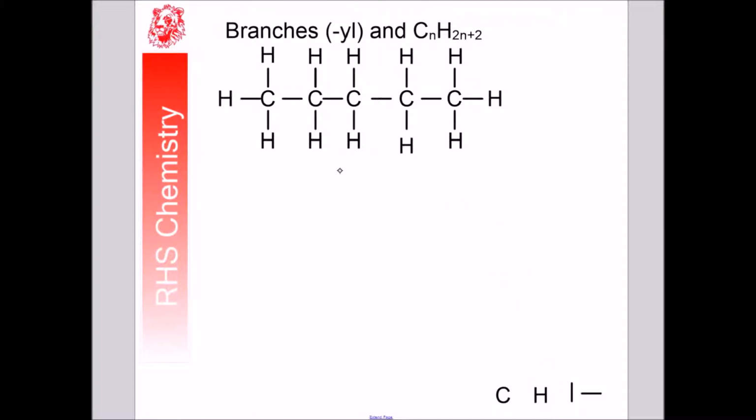And so here is C5H12. Each carbon has 2 hydrogens, plus each end has an extra hydrogen. It turns out we can have branches. Branches use the ending, the suffix "yl." And so we could build some other thing. So let's build something else.